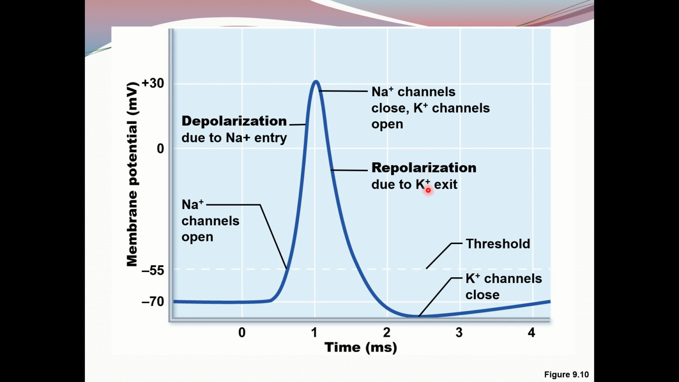Notice that potassium is positive as well, and potassium will exit in large amounts, and ultimately the membrane potential is going to surpass that negative 70 millivolts, and it'll get even more negative than negative 70. This is the stimulus that initiates the potassium channels to close. Through natural leakage channels of sodium and potassium, as well as the sodium-potassium pump, the resting membrane potential of negative 70 millivolts will be reestablished.